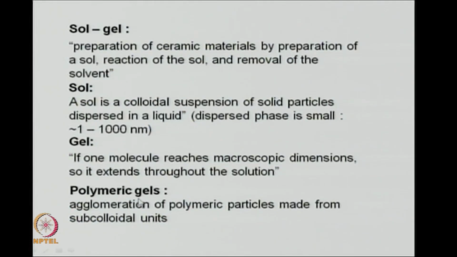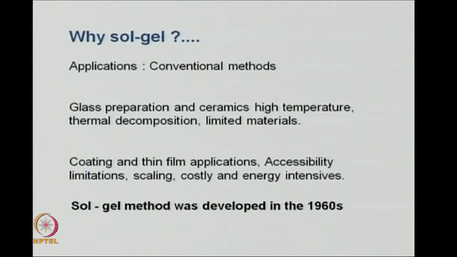You can get polymeric gels by the agglomeration of polymeric particles made from subcolloidal units. So, from the sol, which is particles in a liquid, we get to a gel, which is a 3-dimensional network structure. You get this sol to gel transition. Why does one need to use the sol gel method apart from the conventional method?